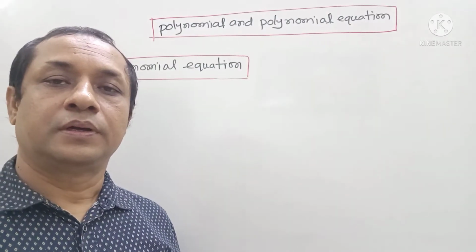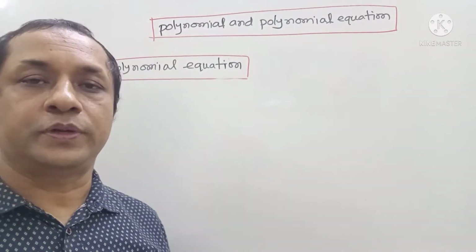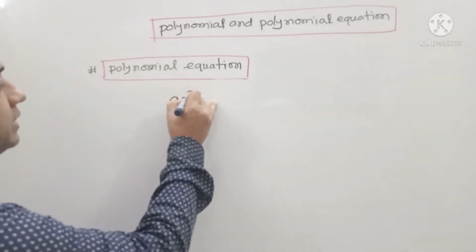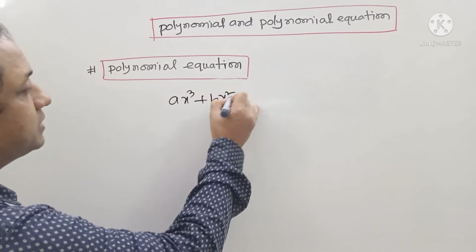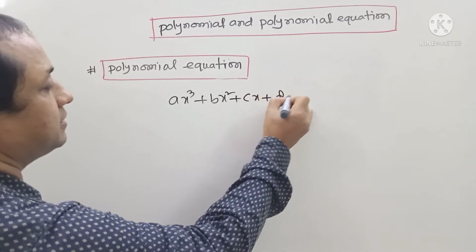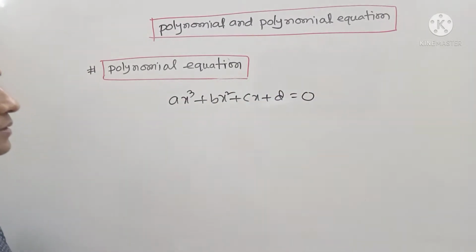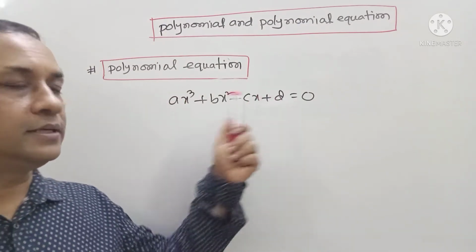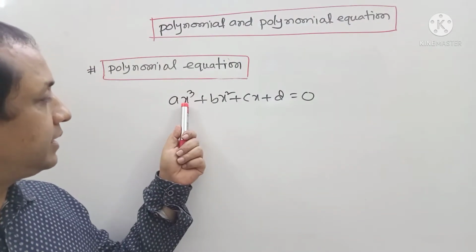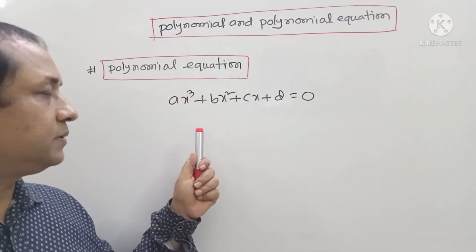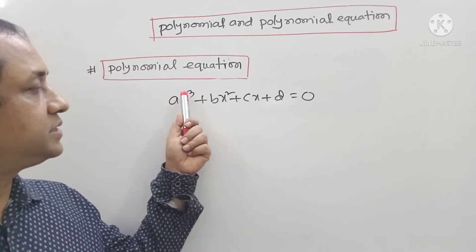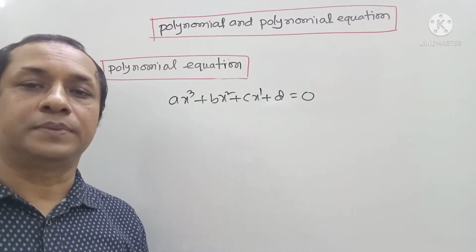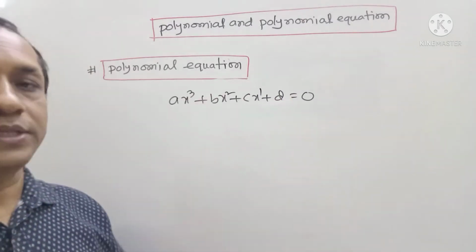Now I will discuss polynomial equations. So for example, here ax cube plus bx square plus cx plus d equals to 0. Here this is a polynomial equation because a, b, c and d are constants, and x is the variable, so the powers of the variable are 3, 2 and 1. 3, 2, 1 are positive integers. So this is a polynomial equation.